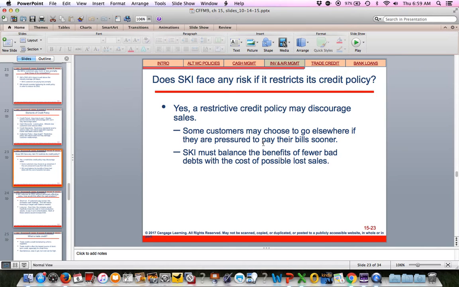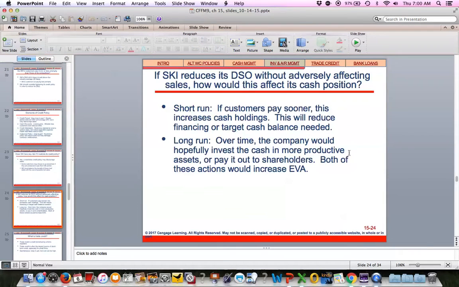Does Ski face any risk if it restricts credit policy? The answer, of course, is yes. A restrictive credit policy may discourage sales. If we get too restrictive, we may not deem credit worthy some of our customers. That's very possible. We may discover that we alienate customers as we get tougher. There's issues there that we have to be thinking about. So some customers may choose to go elsewhere if they're pressured to pay bills sooner, and you have to balance that benefit of fewer bad debts with the cost of possible lost sales.